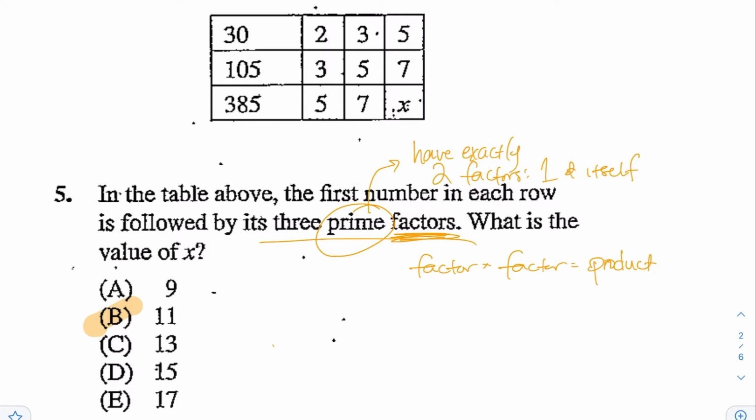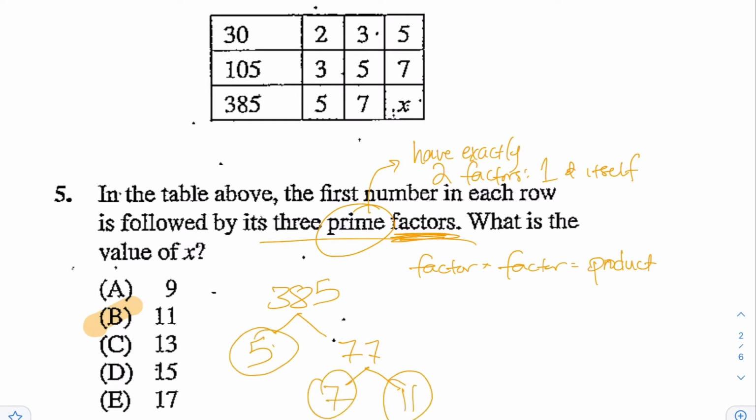So here, for 385, you break it down. You can break it down to 5. So if you divide 385 by 5, you get 77. You can divide or split 77 into 2 prime factors, 7 and 11. So x has to be 11. Choice B.